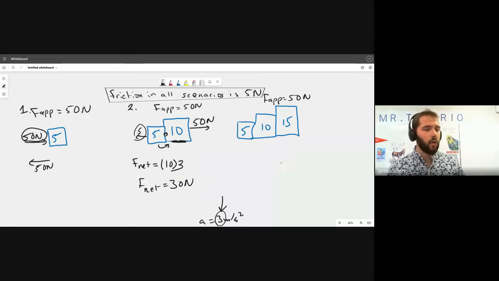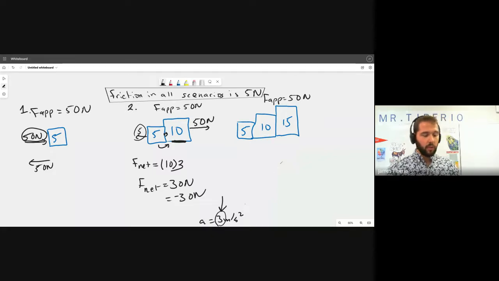And so we ask, how hard does it have to push this 10 kilogram box? The questions normally would have asked you instead, how hard does the 10 kilogram box push back on the 5 kilogram box? Well, we just figured out how hard the 5 has to push on the 10. Therefore, the 10 on the 5 is the exact same force. It's just in the opposite direction, negative 30 newtons.